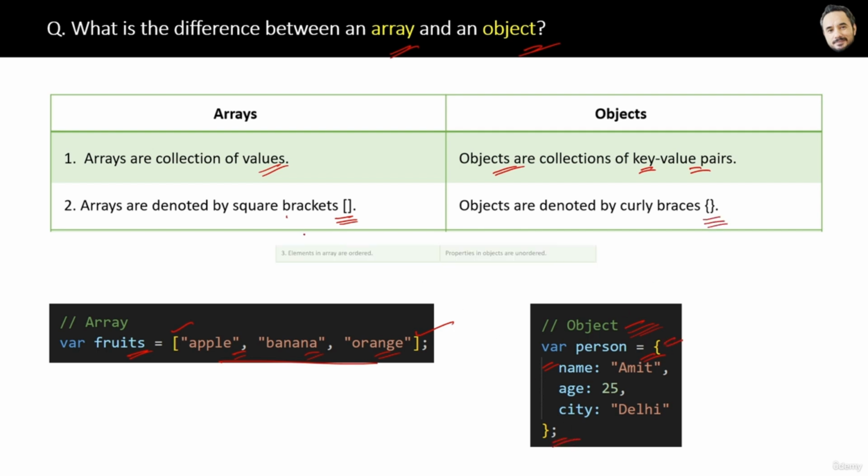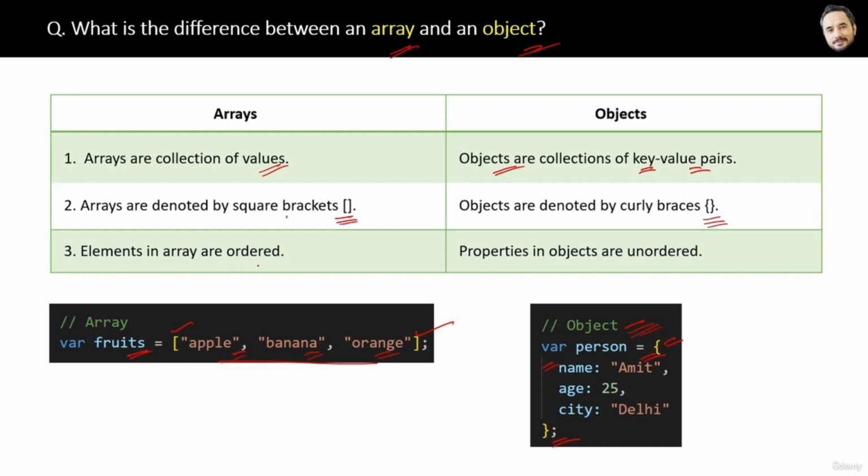The third difference is that elements in an array are ordered. Okay. What that means is arrays are indexed, right? 0, 1, 2, 3 in sequence, right? Whereas properties in objects are not ordered. Now you know and understand the differences between the array and the object.